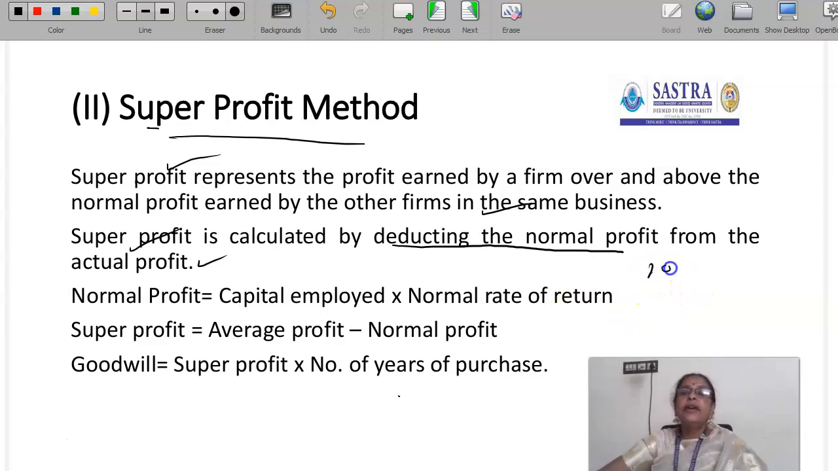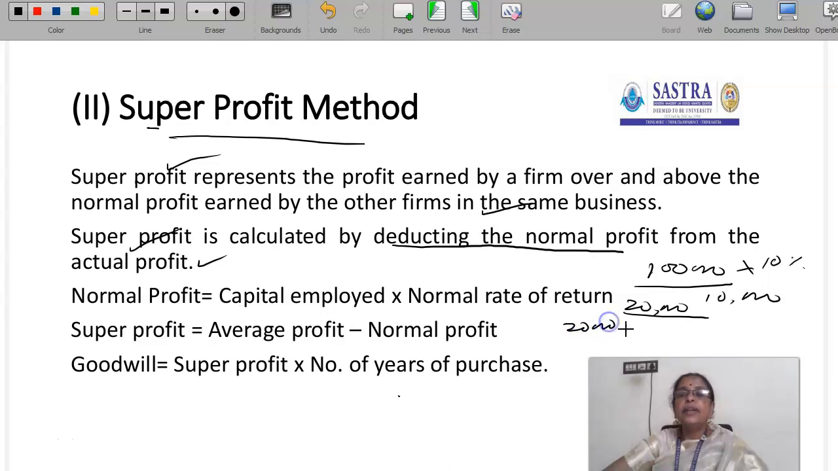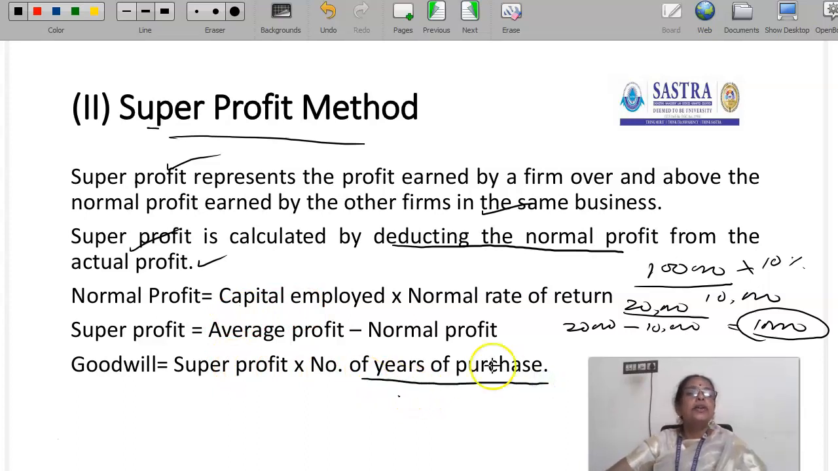Say for example, if a partner in a partnership firm invests 1 lakh rupees, the normal rate of return is 10%. Then the normal profit is 10,000. If they earn 20,000 rupees during that year, the super profit is the actual profit or average profit minus the normal profit. 20,000 minus 10,000 is 10,000. 10,000 is the super profit. That super profit should be multiplied with the number of years of purchase to calculate the goodwill.